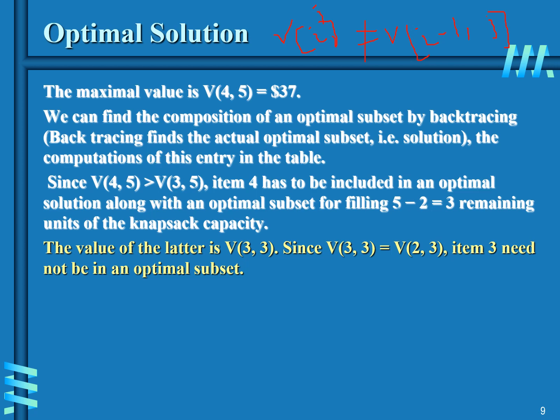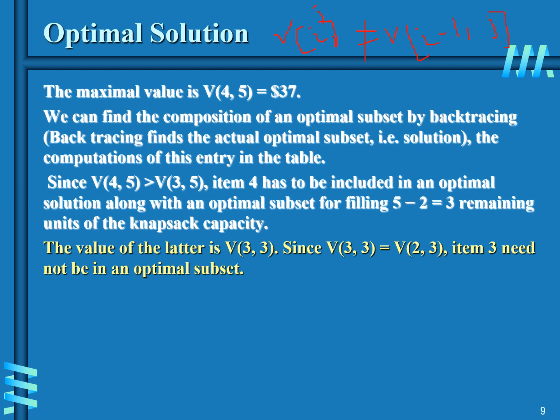Then you have to compare V of 4 comma 5 with V of 3 comma 5. That is, you have to backtrack the table, from the last item to this. So the item 4 has to be included in the sack, since V of 4 comma 5 is greater than V of 3 comma 5, that is 37 is greater than 32. You can look at the table. So that's why the fourth item can be filled into the sack.